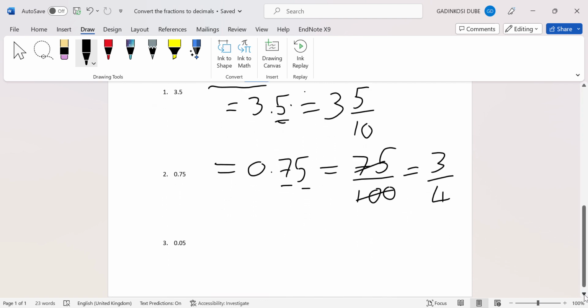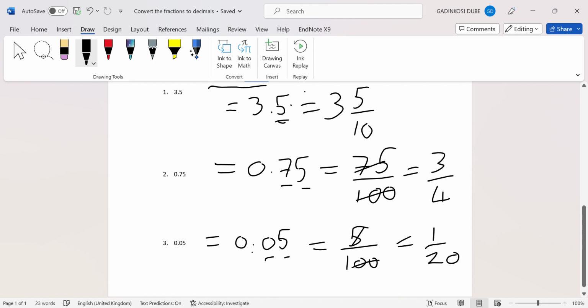Same thing applies here. You still have 0.05. After the decimal point, you've got tenths and hundredths. So this one equals 5 over 100, since it's on the hundredths side. 5 goes into 5 once, and 5 goes into 100 twenty times. So it's 1 over 20.